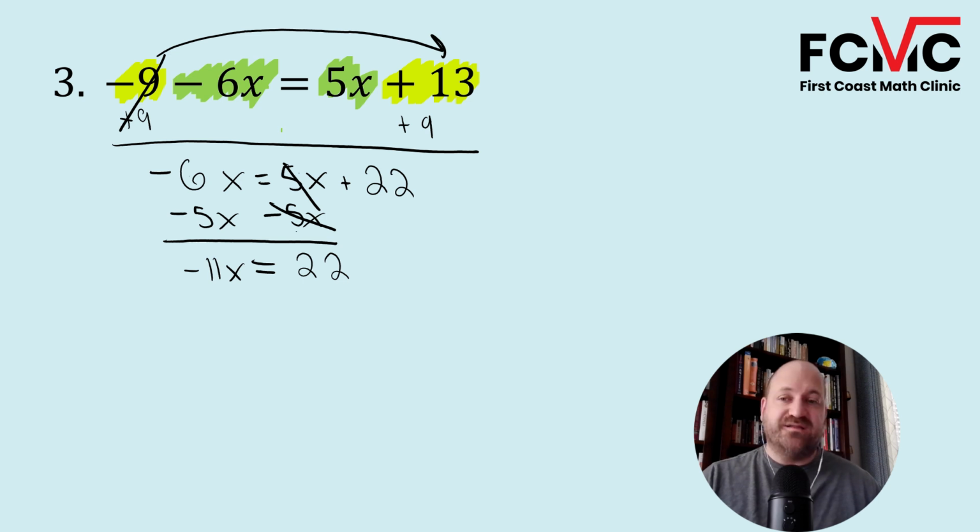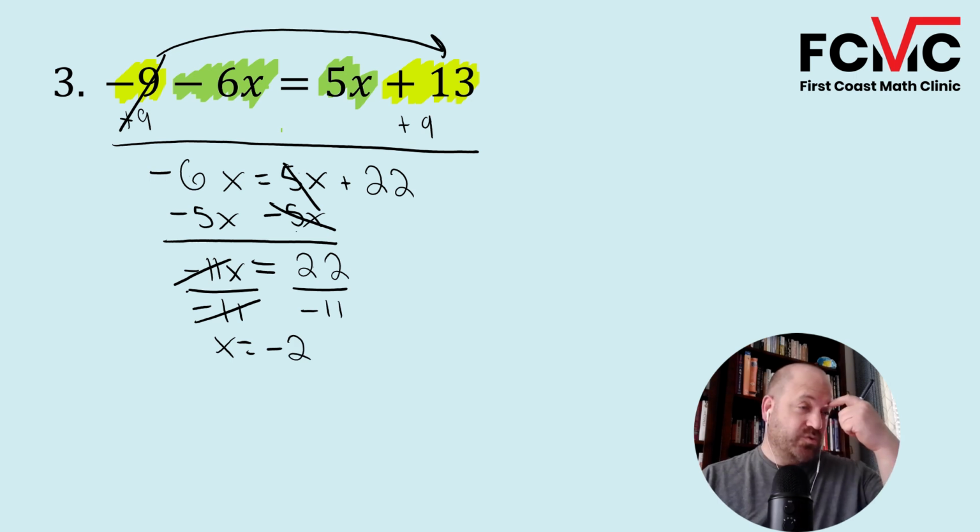So now getting the x by itself, we can divide by negative 11, divide by negative 11. The negative 11's divide out to 1, so we don't need them, and we get x equals 22 divided by negative 11. We're going to get negative 2 as our answer.